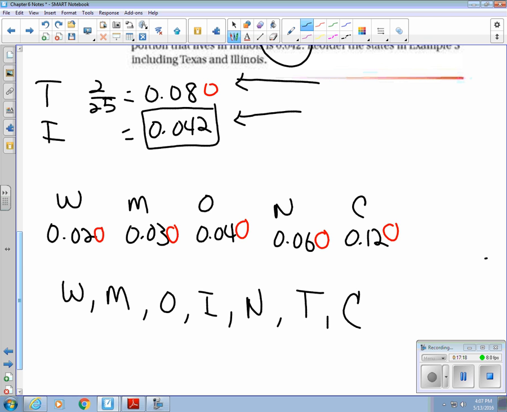Okay? So that's how we would have done that problem. It's really important that you make all of the numbers look the same. They all have to have the same number of digits to the right of the decimal point in order to be able to compare them accurately. All right, if you have any questions on that, please make sure you ask those questions when you get back to class.